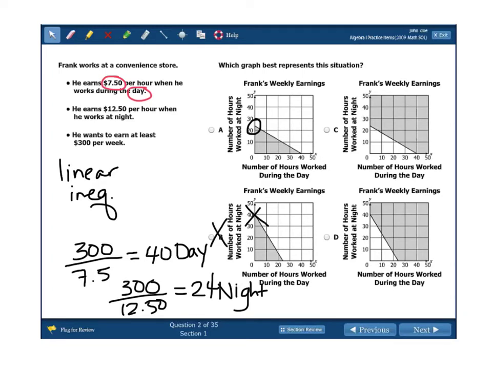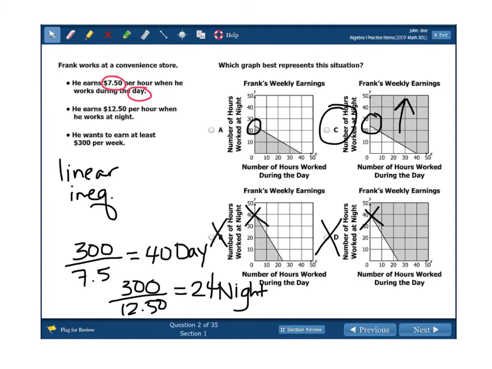Okay, this one here, this one's 24, and this one is not. So at this point, we know it's not B and it's not D. All right, now I want to look at the rest of the information they gave me. He wants to earn at least $300 per week. At least, we already established, is going to be shaded upwards. C is my correct answer.